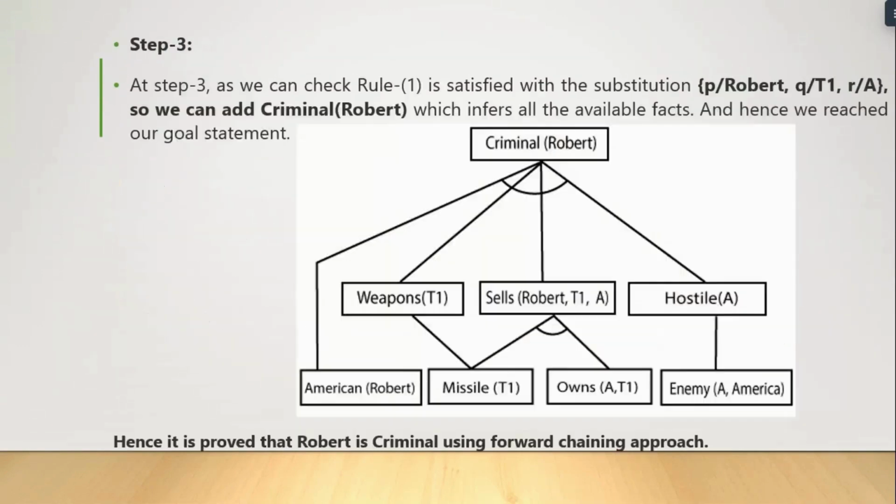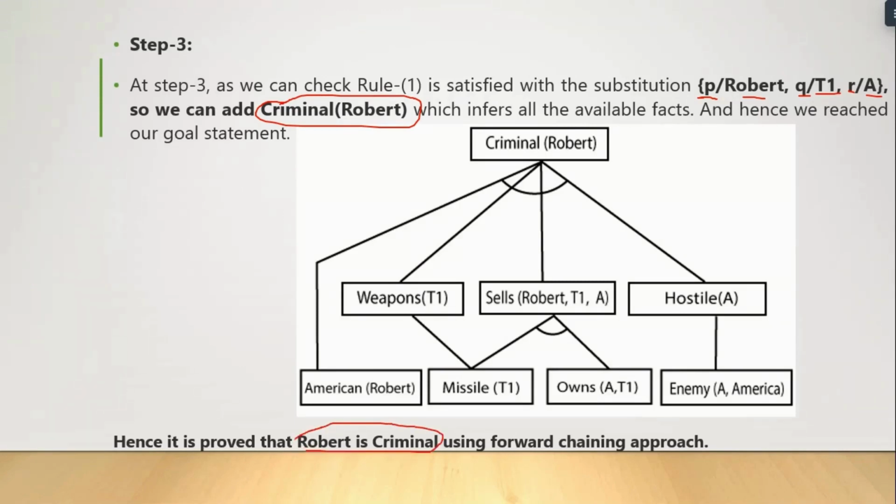Next, in step 3 we are going to combine all the sentences which are implications here. We can check rule 1. It satisfies the substitution method of P implies robot, Q as T1, R as A. So here, combining all together gives criminal of robot. So what you have to prove is that the robot is a criminal.